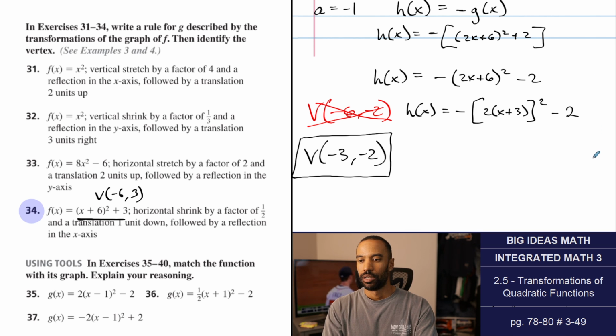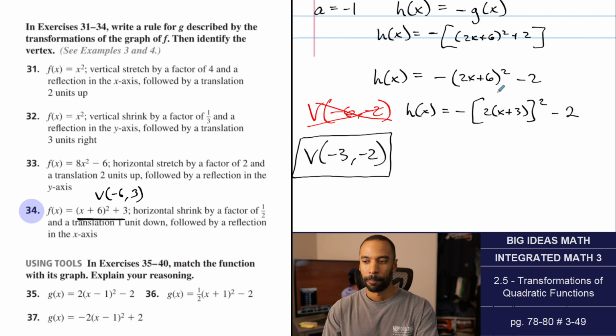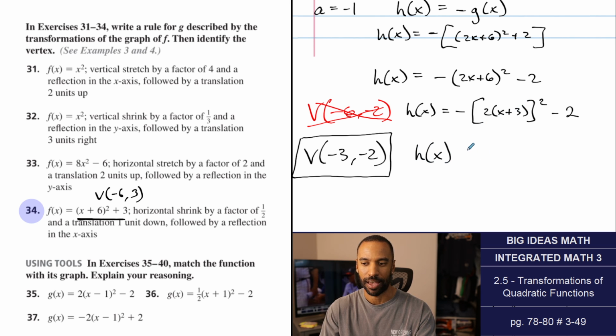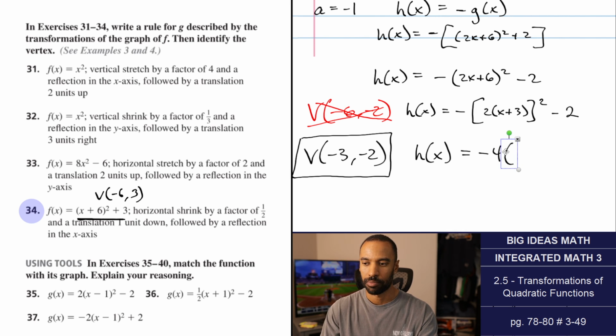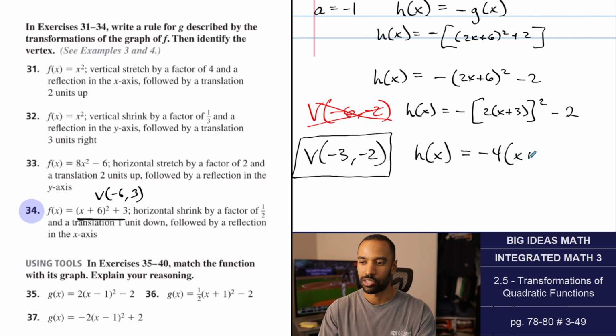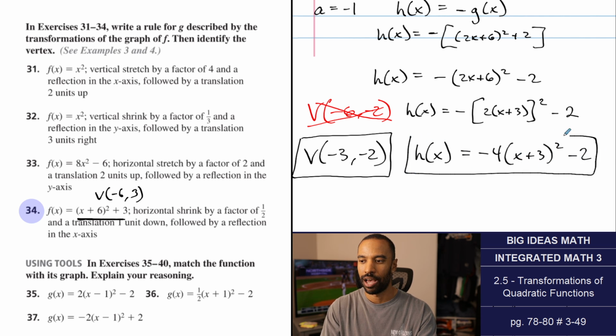You know what my favorite answer is though? I still want to square that 2. I still want to make it my a value. I don't want to look at it as a horizontal shrink by a factor of 1/2. I want to look at it as a vertical stretch by a factor of 4. I got to square 2, make it 4, multiply it by the -1 right there. Oh, something just popped up. And then I turn this into just that normally. Here's my favorite look of this answer.